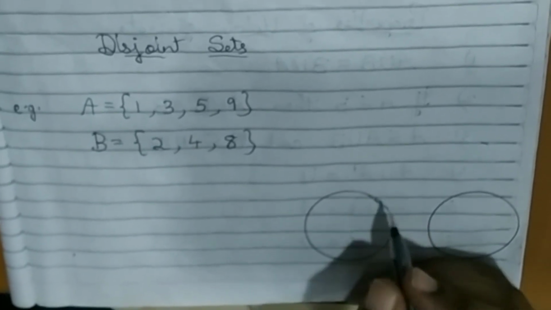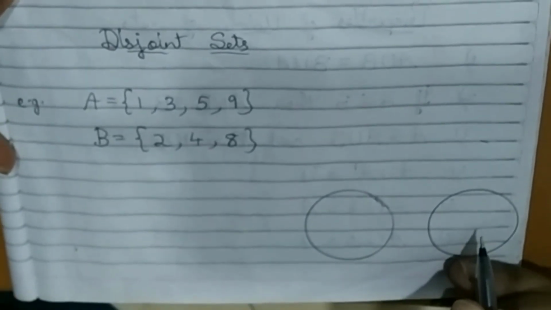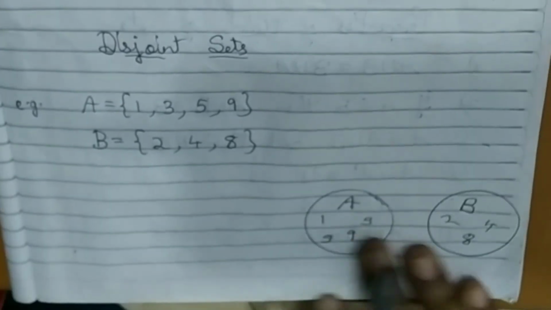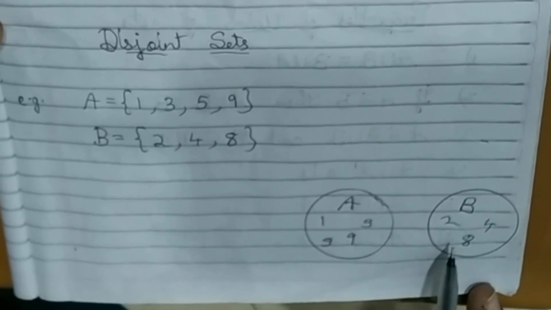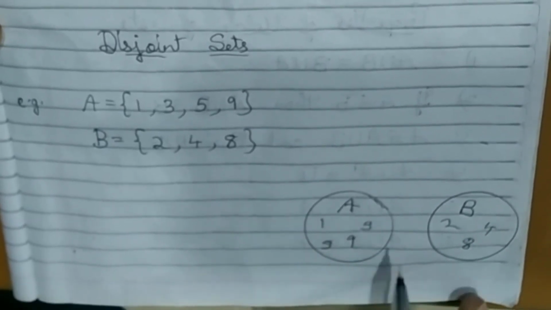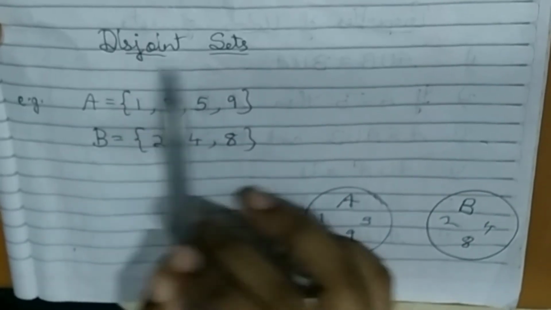Now how will you draw this in a Venn diagram? We will draw these two sets separately. This is how we show disjoint sets in a Venn diagram. We draw both the sets separately because there is no element common in both the sets. Such sets are called disjoint sets.